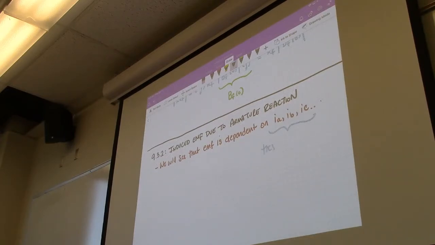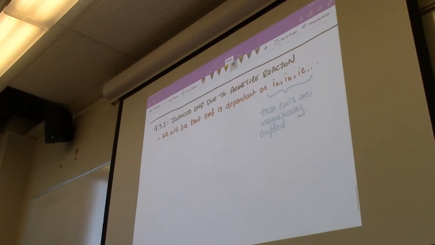And that's because these coils are magnetically coupled. If you remember our discussion of self and mutual inductances, there'll be a mutual inductance not only between the A phase coil and the field winding, but also A phase, B phase, C phase. And so in order to analyze the effect of this coupling, we are going to define individual magnetic fields for each phase.